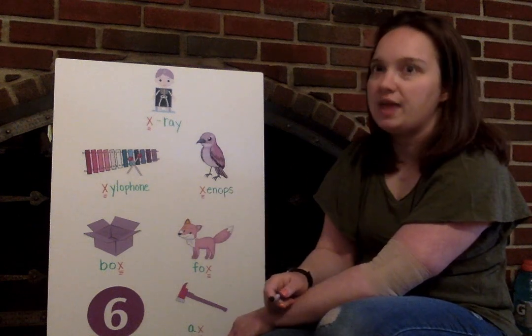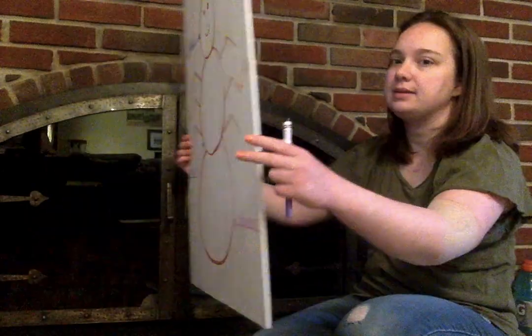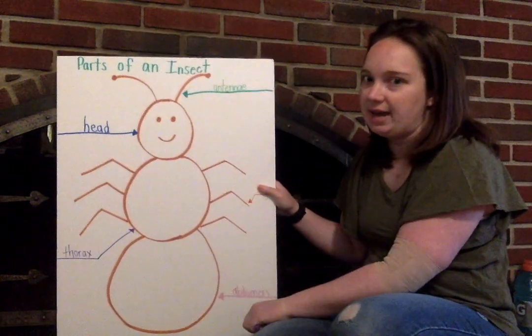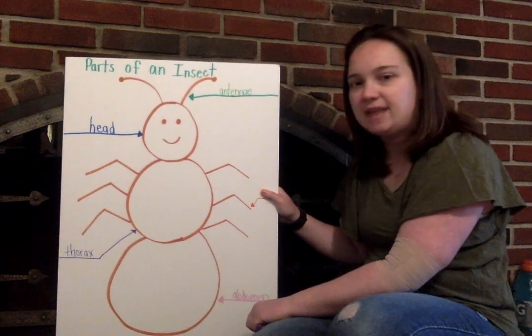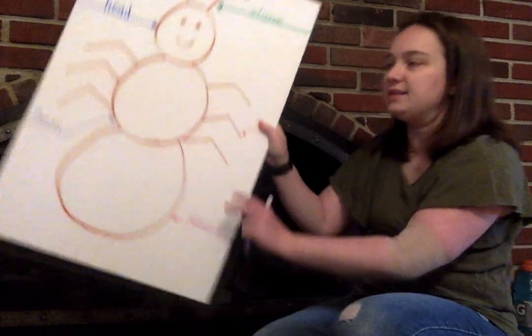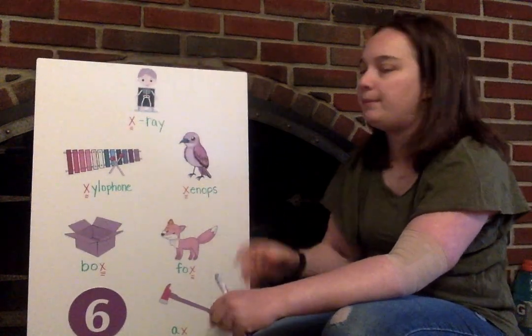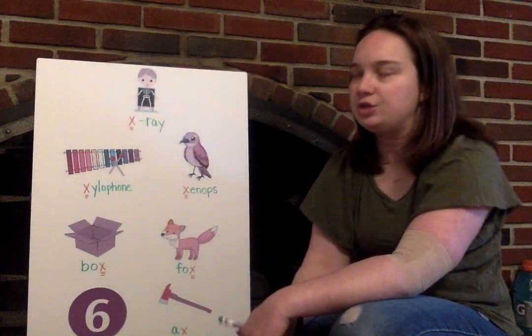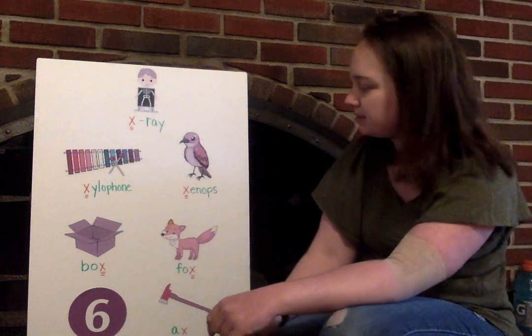Okay, very careful. This is a bird, and it's called a xenops. Xenops is a bird that loves to eat insects. So that's why I put that xenops on there, because a xenops also has an X, but it sounds like the Z, and it's a bird that loves to eat insects. So insects have to watch out for the xenops.